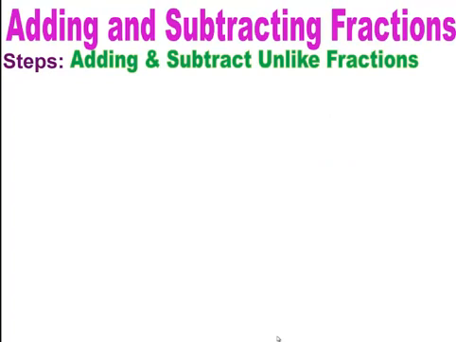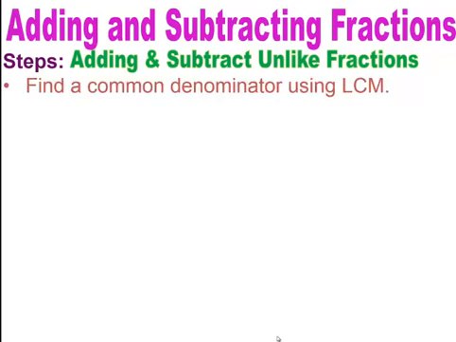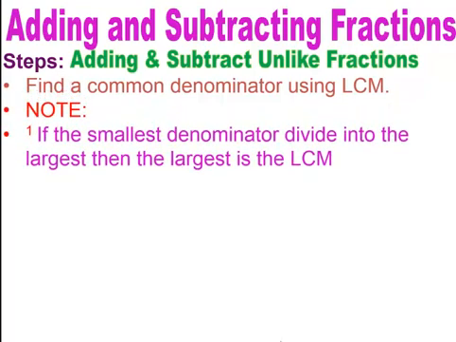So adding and subtracting fractions when they're unlike, that means that their denominators are not the same. So when they're not the same, we're going to need to find the least common multiple. So a couple things I want you to check before you start doing the ladder method. First, check if the smallest denominator divides in evenly into the largest, then the largest is my least common multiple. So if I have a denominator of 5 and 10 in my fractions, well, 5 divides into 10, therefore my least common multiple would be 10. So check for that first.